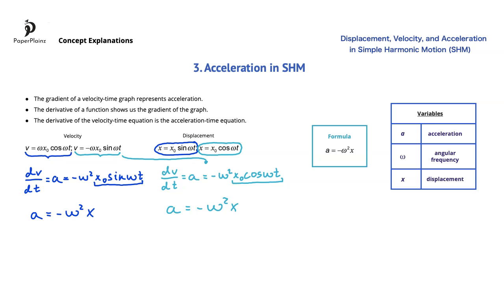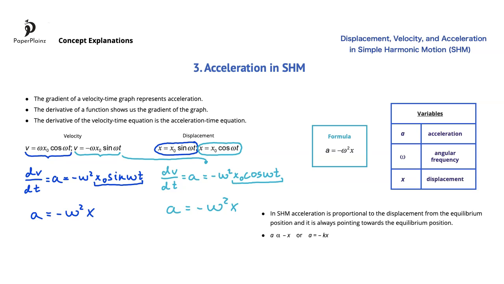Recall from subtopic 4.1 that one of the defining features of simple harmonic motion is that acceleration is proportional to the displacement from a fixed position, called the equilibrium position, and the acceleration is always pointing towards the equilibrium position. Mathematically, we can express this as a is proportional to negative x, or a is equal to negative kx, where k is a constant.